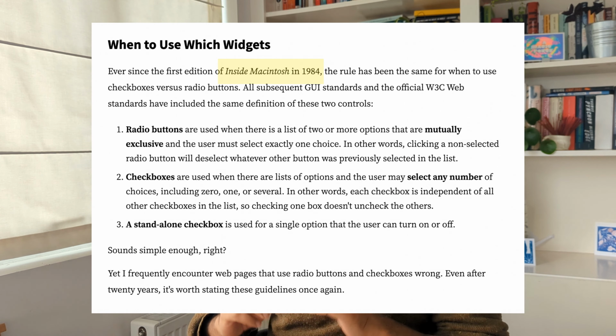Jakob Nielsen points this out in an article he wrote in 2004, and he says these rules have been the same since the first edition of Inside Macintosh, published in 1984. And all subsequent GUI standards and W3C guidelines have had the same two definitions. A radio button is used when the options are mutually exclusive. You can only choose one. Whereas a checkbox is used when you can have more than one.